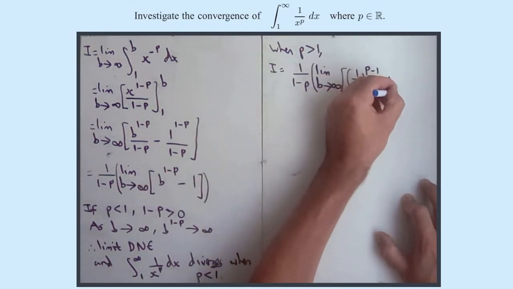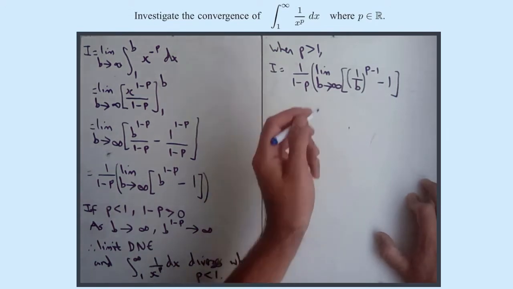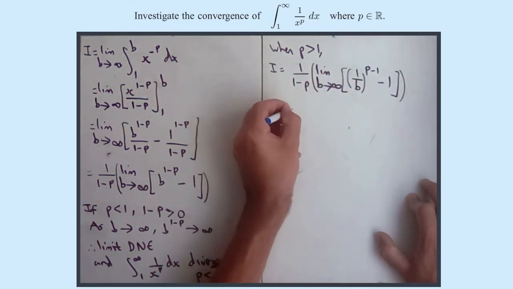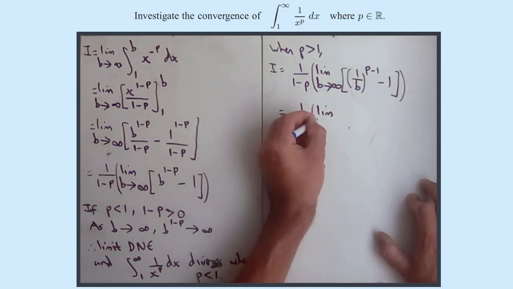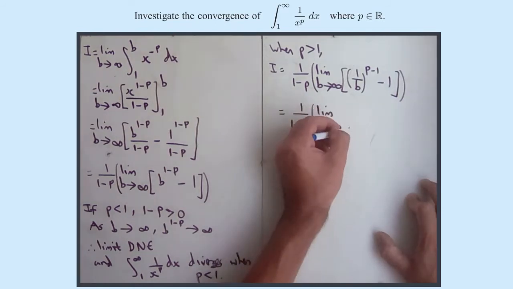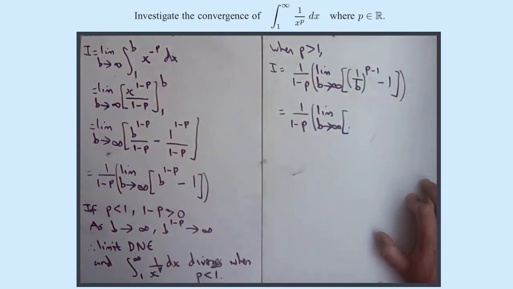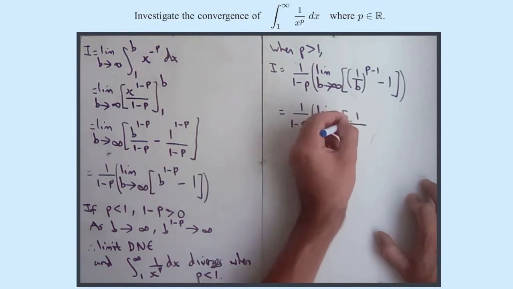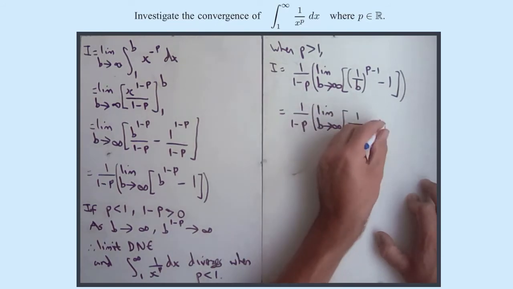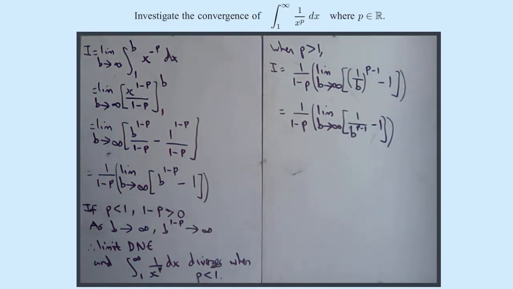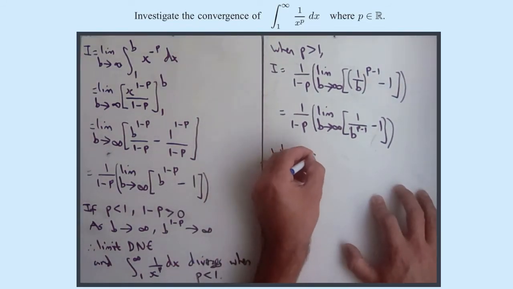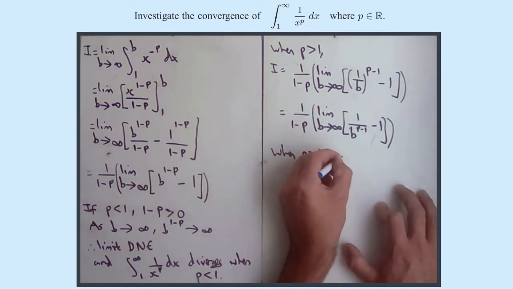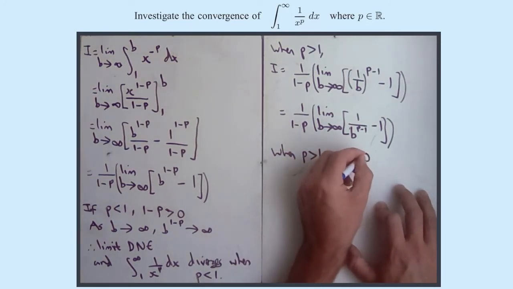And this minus 1 is still there. Then we could also rewrite this using one more line: equals 1 over 1 minus p times the limit as b approaches infinity of, well, 1 to the power of p minus 1 will just be 1, so 1 over b to the power p minus 1, minus 1, just like that. And now we can look at it. So when p is greater than 1, p minus 1 is going to be greater than 0.